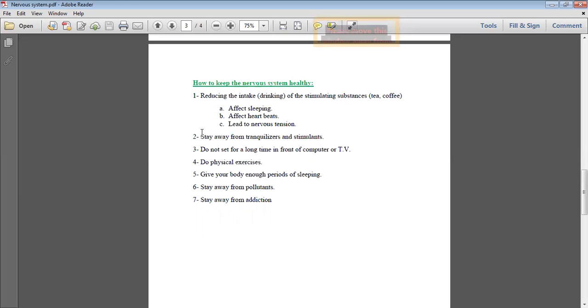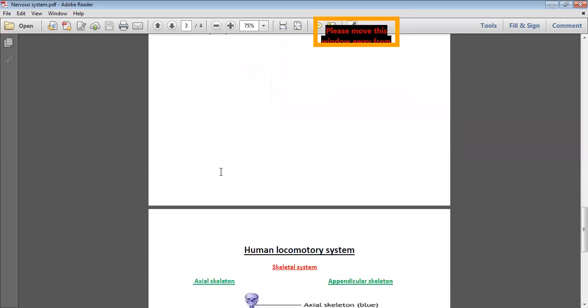We have to stay away from tranquilizers and stimulants, from drugs that we take. Do not sit for a long time in front of a computer or a TV or a mobile, for example, playing PUBG, okay? Do physical exercises. We have to exercise to keep our whole body healthy, not only the nervous system. Give your body enough periods of sleeping. We have to sleep early and to wake up early, okay? Stay away from pollutants, of course, and stay away from addiction also, okay?